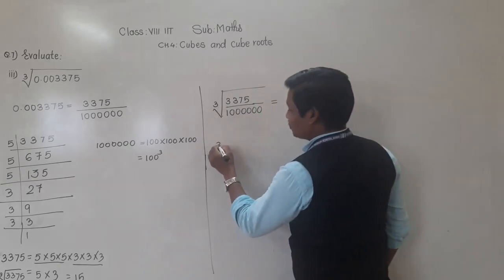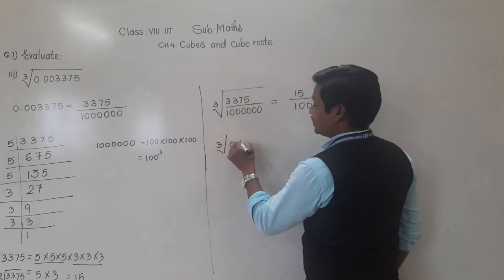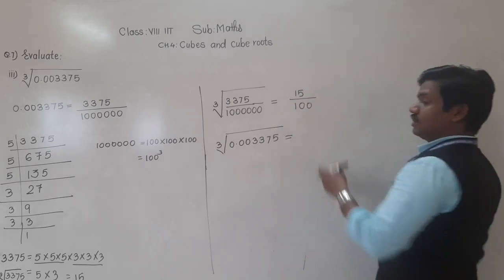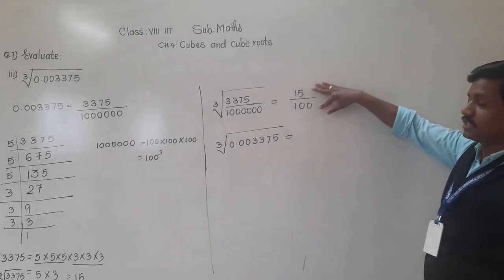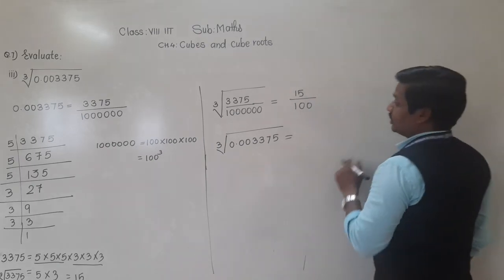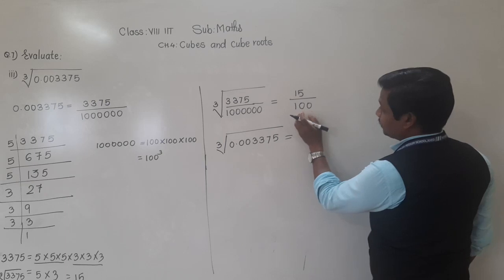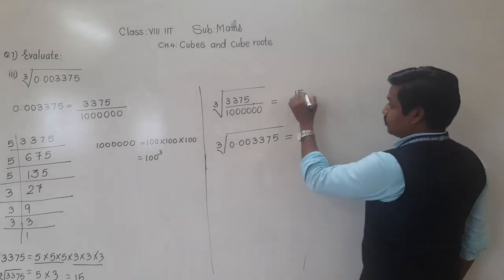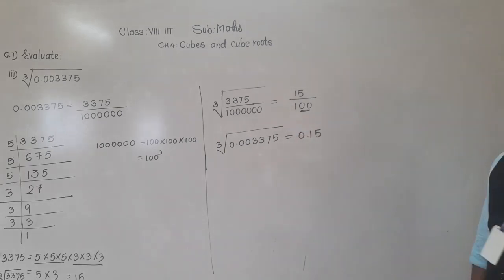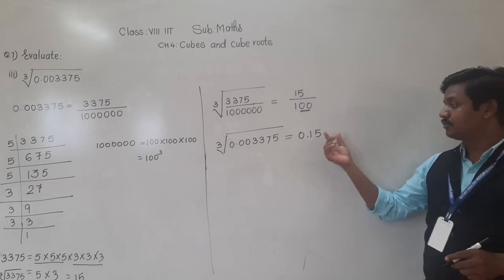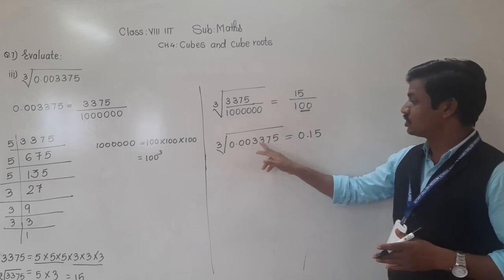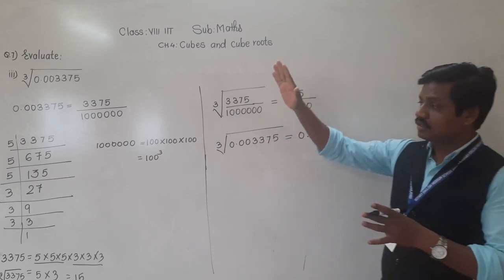Now we have to find the cube root of 0.003375, which is equal to 15 upon 100. Convert this into decimal again. This is in the common fraction. Convert this into a decimal fraction again. So see, where will the decimal point be? Since there are two zeros in the 100, put the decimal point before two digits. So 1, 2 here. 0.15. Understood? 0.15 is the cube root of 0.003375.